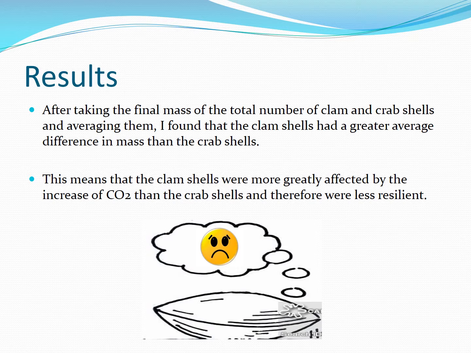So after taking the final mass of the total number of clam and crab shells and averaging them, I found that the clam shells had a greater average difference in mass than the crab shells. So this means that the clam shells were more greatly affected by the increase of CO2 than the crab shells, and were therefore less resilient.